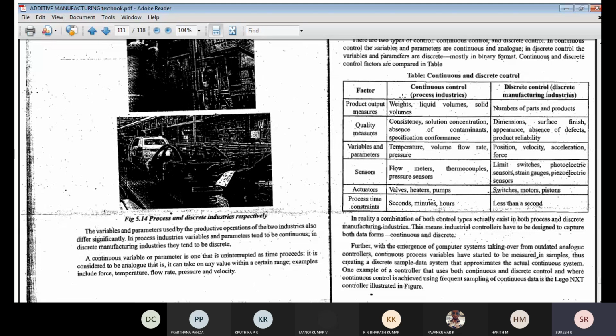What is the weight of the output over there? What is the weight of the liquid volumes? What is the solid volumes, like that? So that was the output in the continuous control system, in order to measure the product output in the industries. Whereas in the discrete control, we're going to count the number of parts on the product.